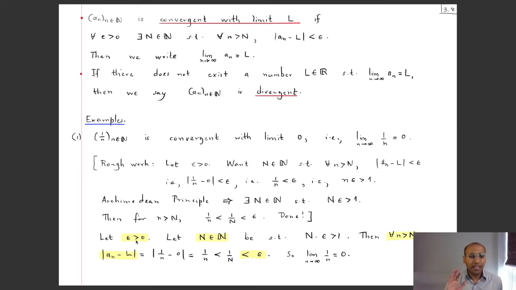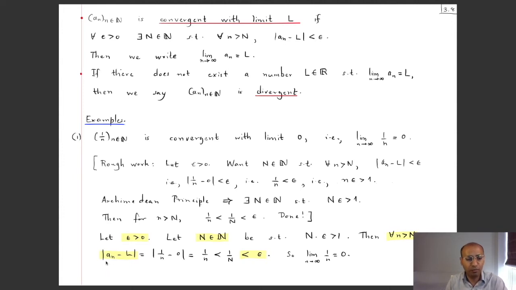So let epsilon positive be given. Then here is the step of choosing the capital N. Choose the capital N such that it satisfies capital N times epsilon is bigger than 1. And we are guaranteed that there exists such a capital N because of the Archimedean principle. Once I choose this capital N, you see it depends on epsilon. Then for every little n bigger than this capital N, we have to check that the mod of a_n minus L is less than epsilon.